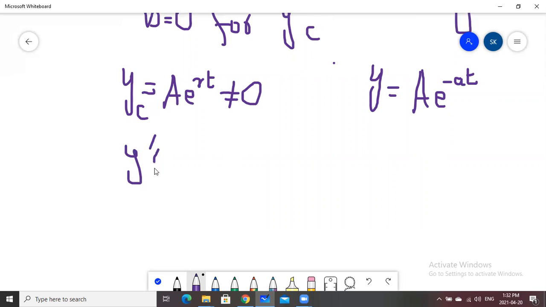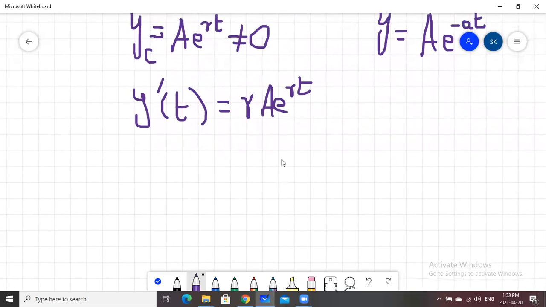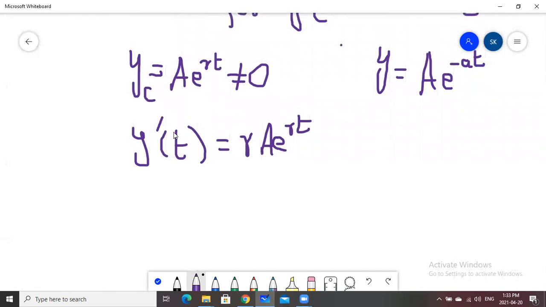Now y prime of t is equal to r a e raised to power rt. Why r a e raised to power rt? Because what happens is that, okay, let me solve it for you over here. A e raised to power rt is given to us. We want to derive this.